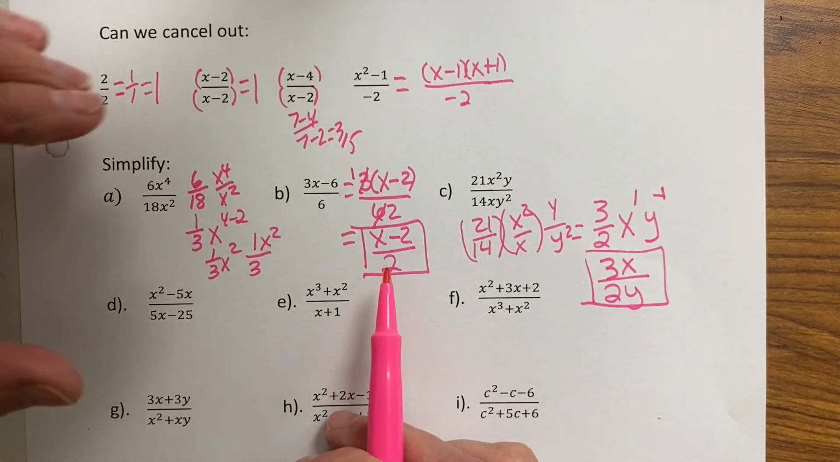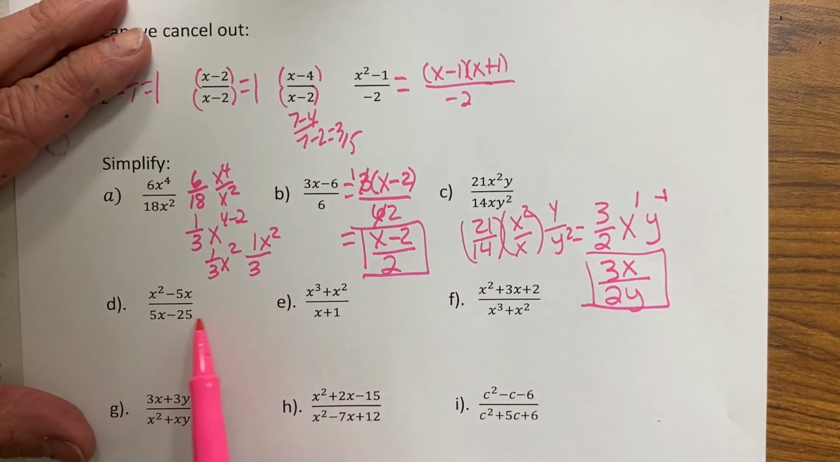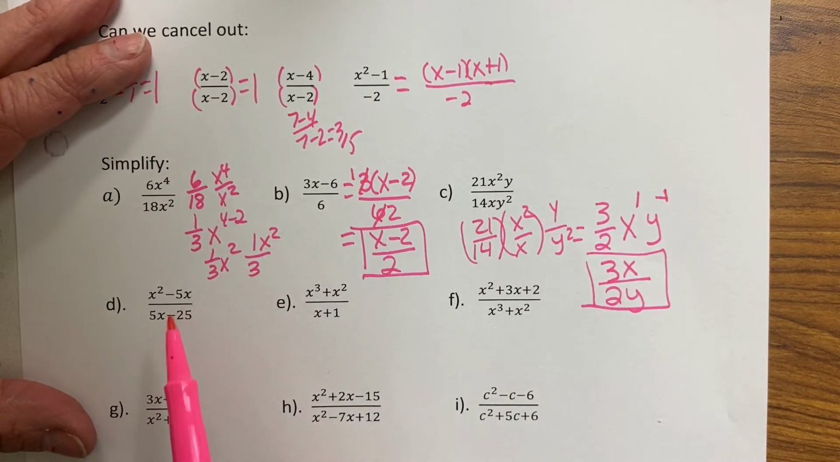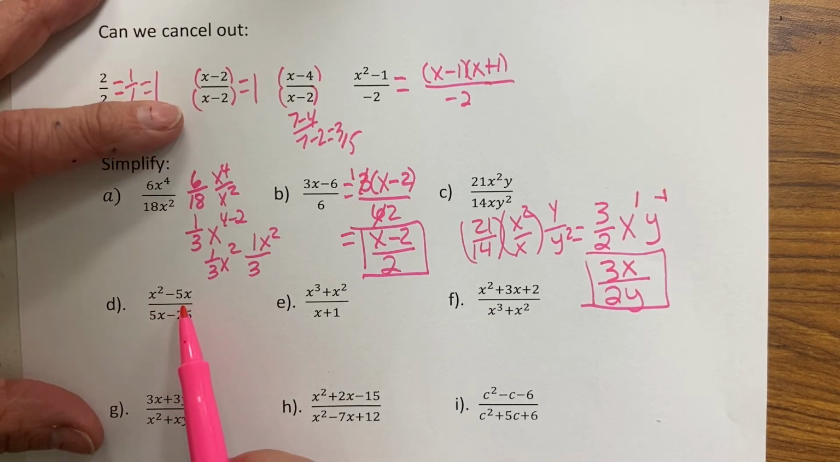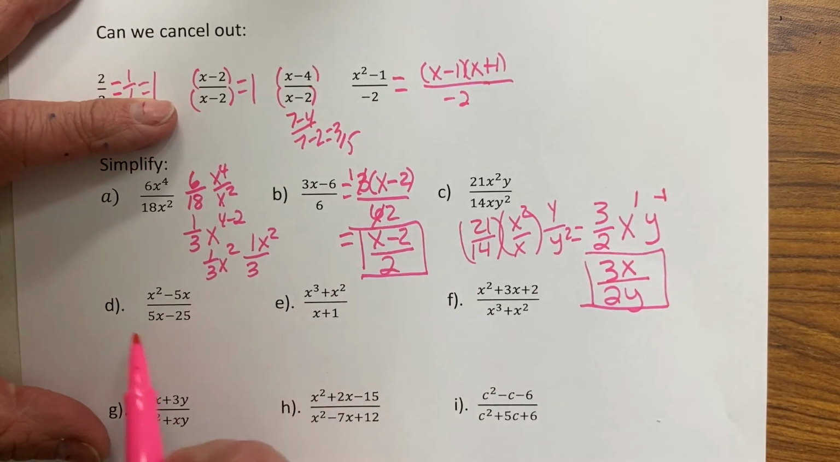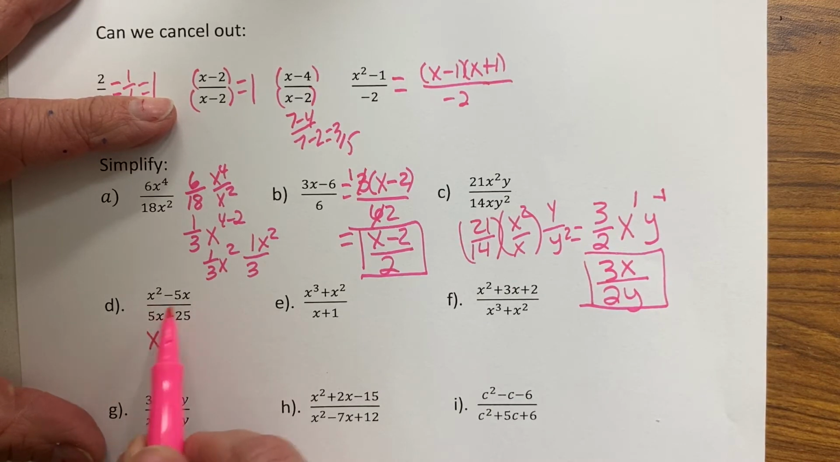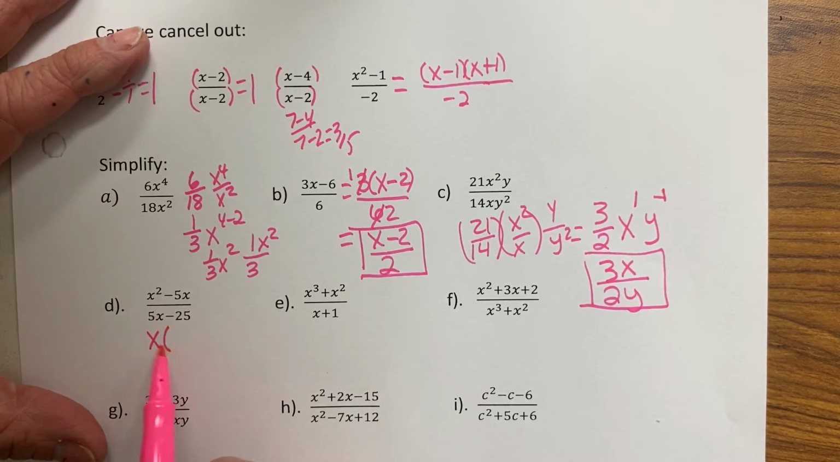All right, letter D, x squared minus 5x divided by 5x minus 25. So now I have a binomial. When I have a binomial, I have to factor this. So I will have an x, because my greatest common factor is x. I'll pull that out, and I'm left with x minus 5.